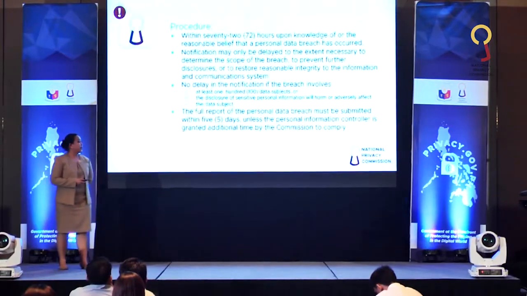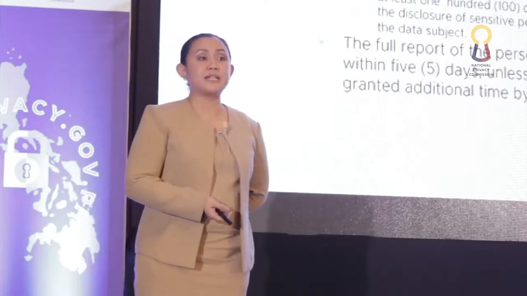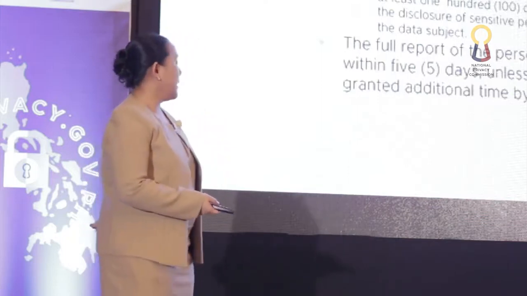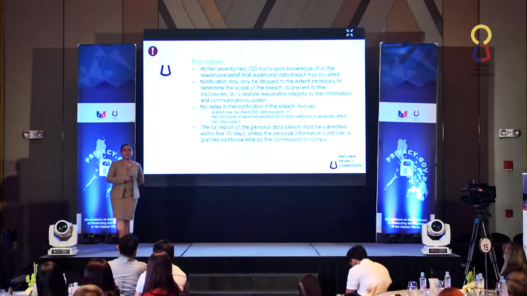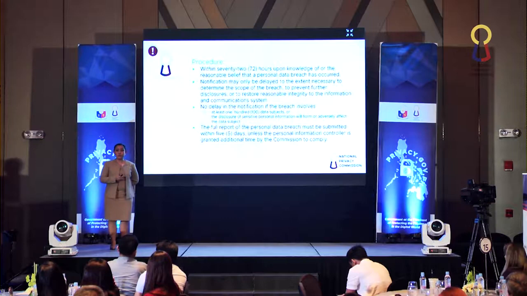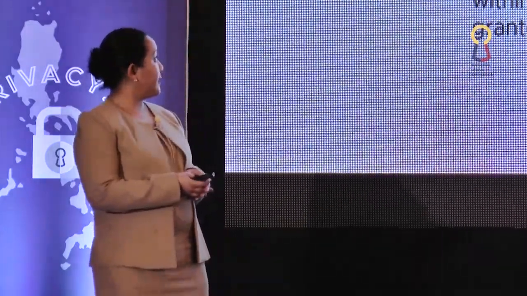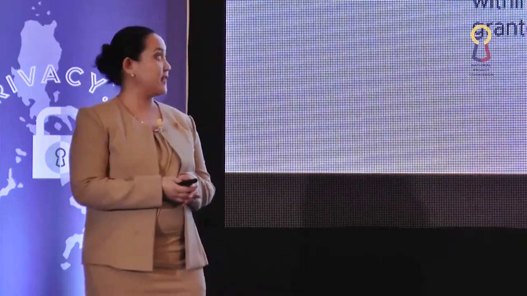Notification to the commission is required within 72 hours from knowledge or reasonable belief that a personal data breach has occurred. You must notify the commission of the details of the data breach. The notification could be delayed, but only to the extent that the personal information controller would need to know the scope or the extent of the breach, and would need to restore integrity to the system. However, there can be no delay if at least 100 data subjects are affected, or the disclosure of sensitive personal information will harm or adversely affect the data subjects.